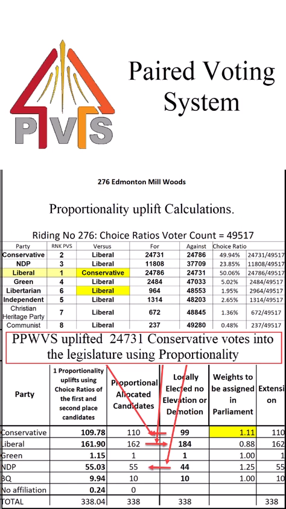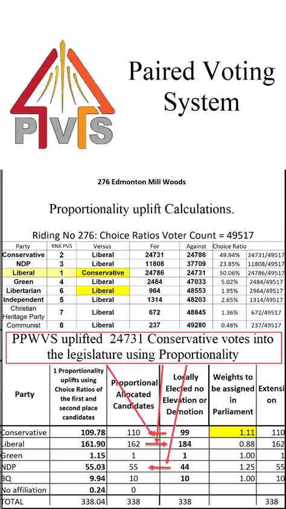In the example shown, the Conservative Party has 24,731 total votes. PPWVS allows the influence of these otherwise lost votes to have full effect at the legislature. The Conservatives had more support from the electorate than the number of elected representatives would suggest. PPWVS uplifted their RNK weight from 99 to 110.